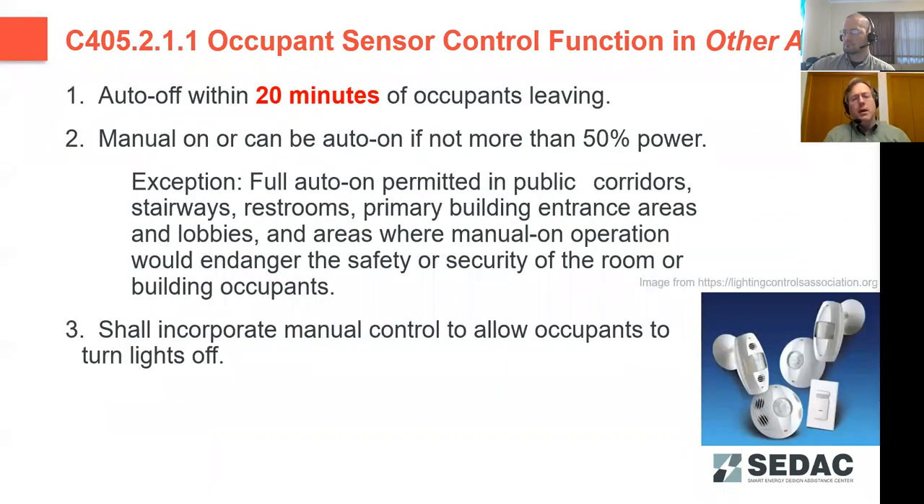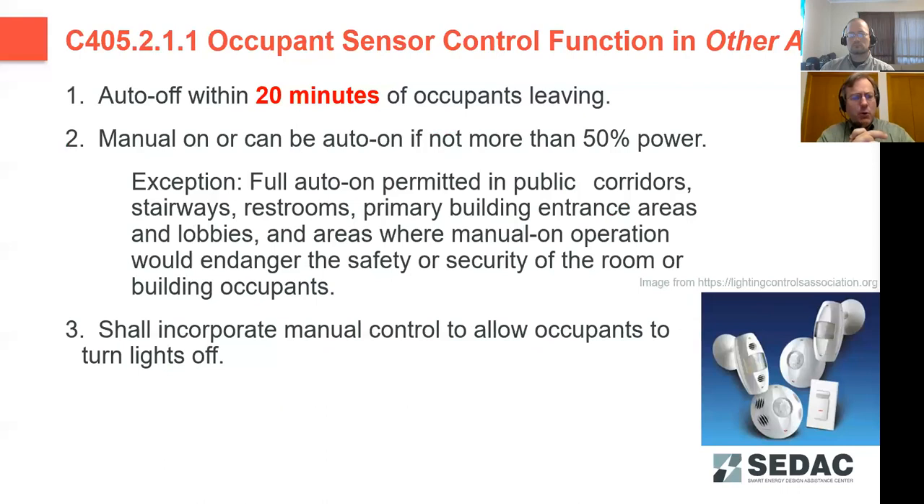So now that we've covered warehouse areas and open plan office areas, this now covers everywhere else. If it's not the first two space types, then we get into this, which is that lights need to be auto off within 20 minutes. That 20 minutes is a slight reduction from the previous versions, which previously allowed 30 minutes.